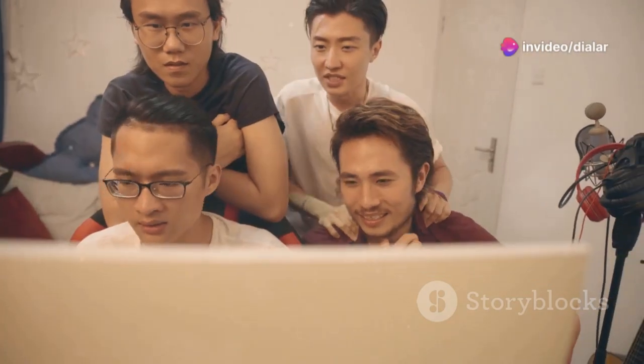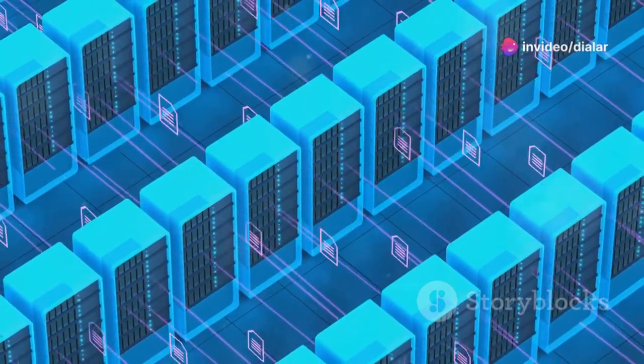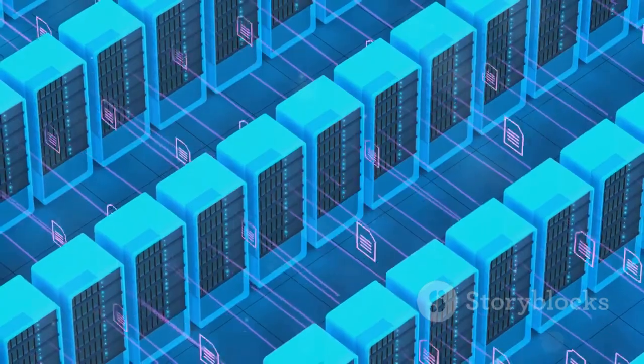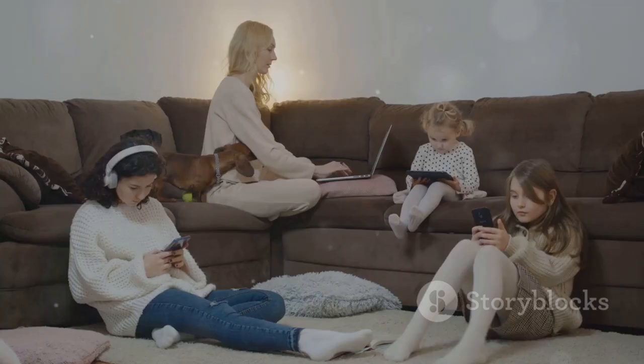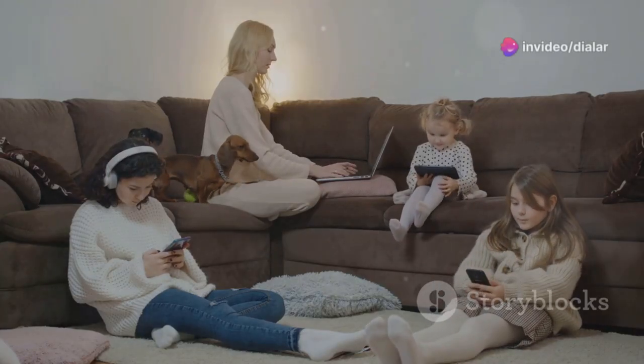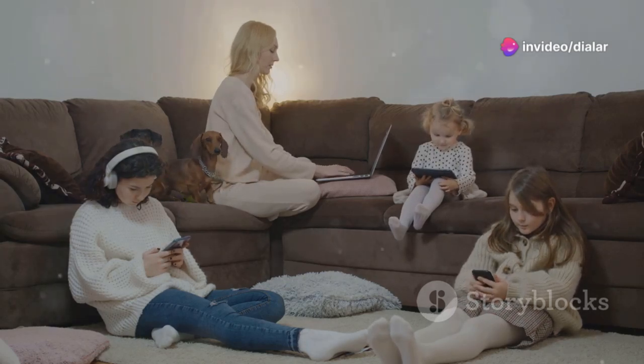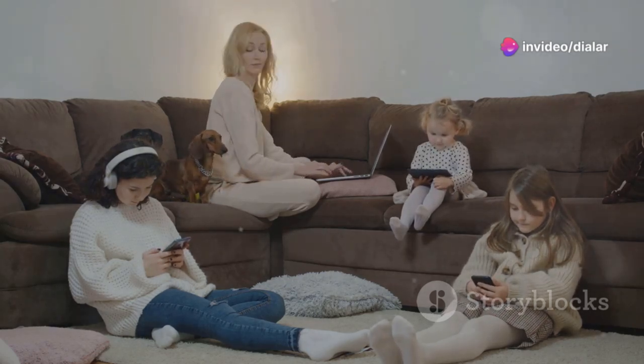Think of it like a group of friends all hanging out, sharing stories and playing games. Each computer in a network can talk to each other, share information, and access resources. Networks come in all shapes and sizes. You've got your home network, which is probably just your computer, phone, and maybe a smart TV, all connected to the same Wi-Fi router. That's a small network, also known as a LAN or local area network.